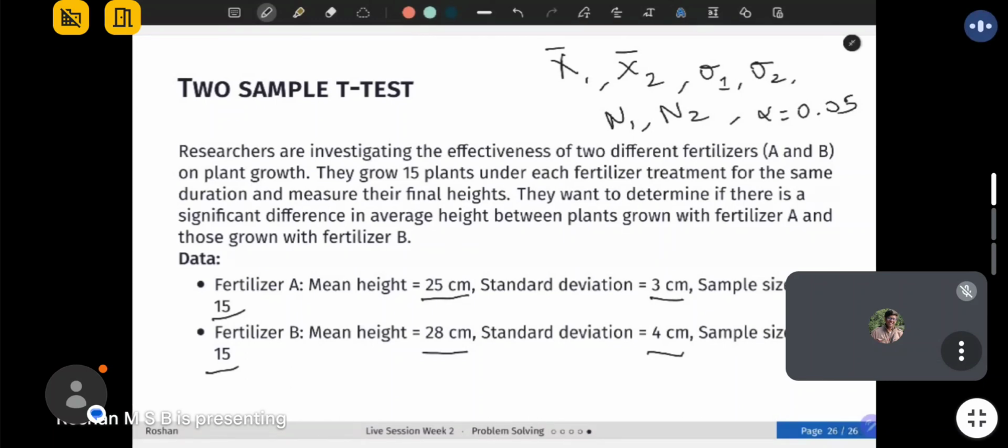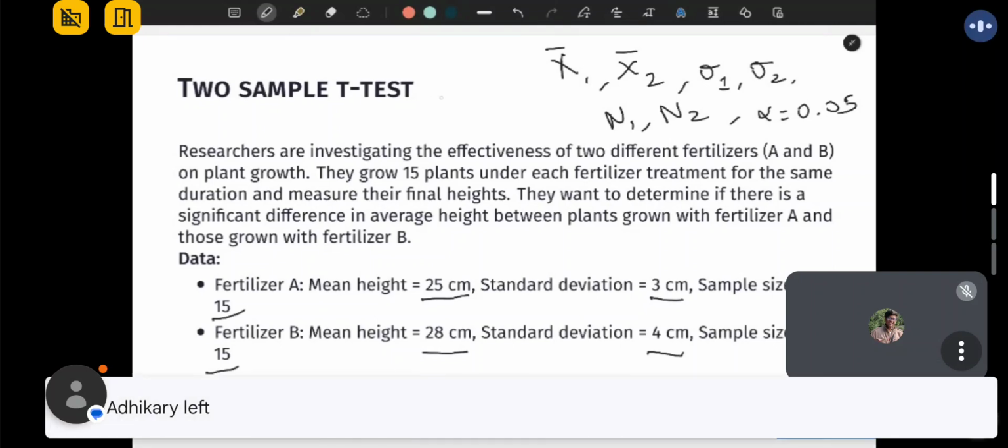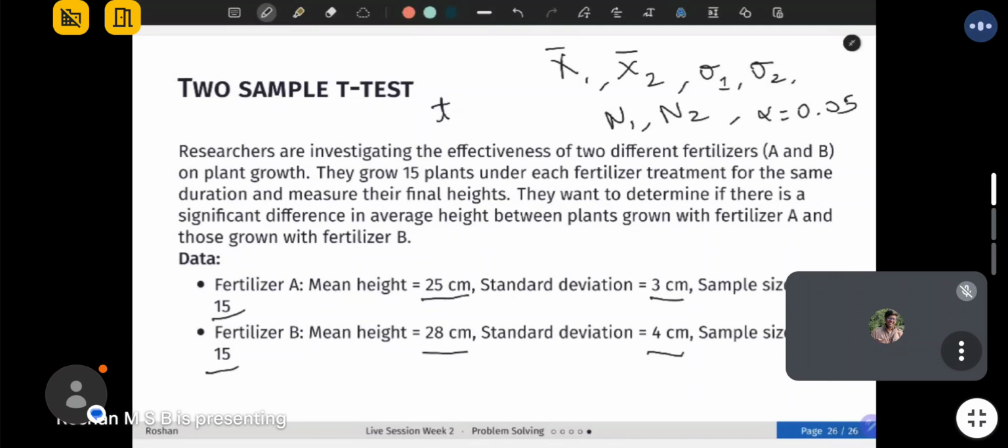You have to combine both the standard deviations and both the sample means, and calculate a single t-test statistic. And one more thing: what's the degrees of freedom in this case? I think it is 28. Yes, it will be n1 minus 1 plus n2 minus 1, that will be 30 minus 2, 28. Okay, 28 is correct.